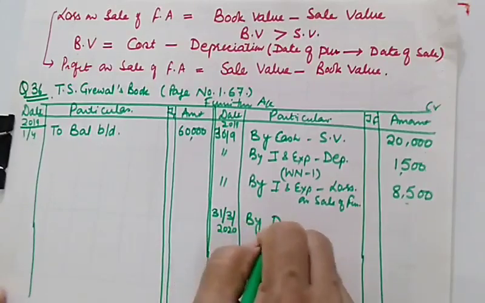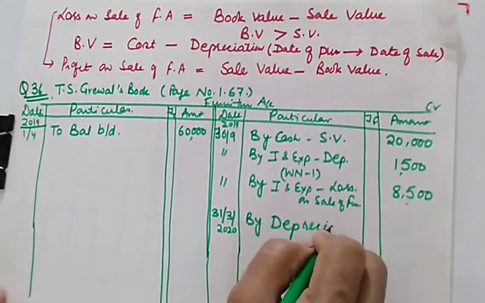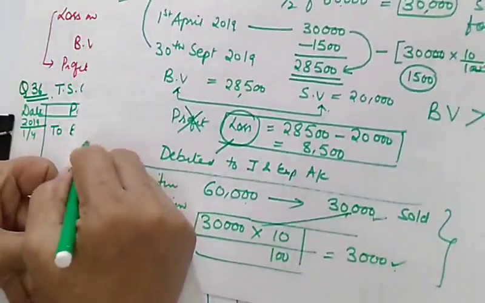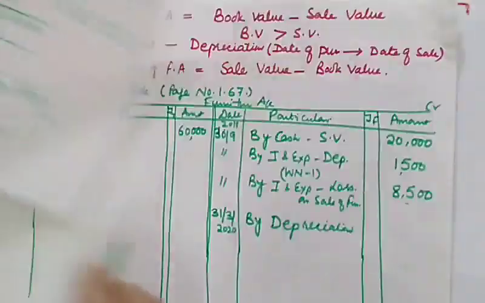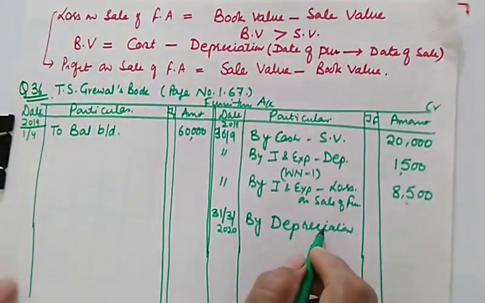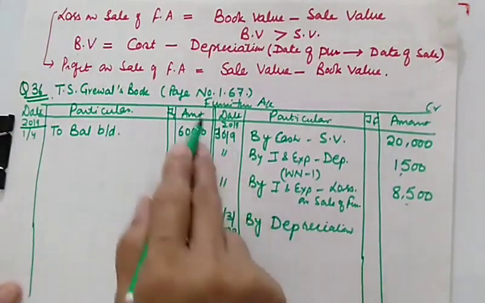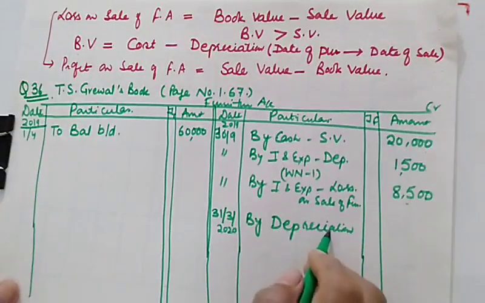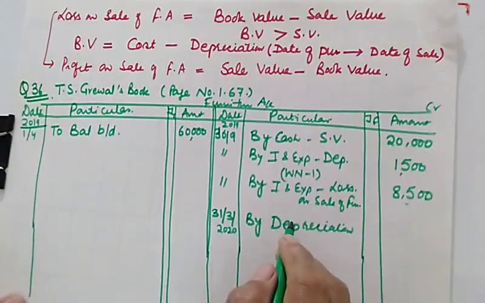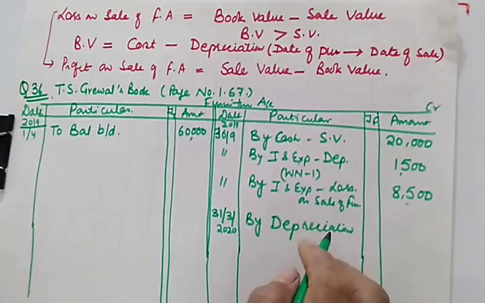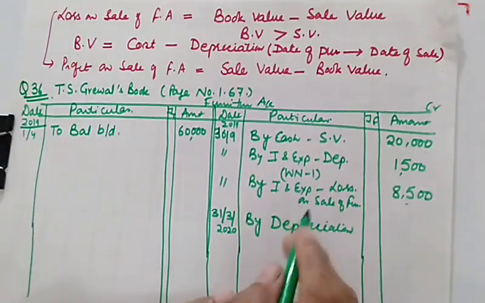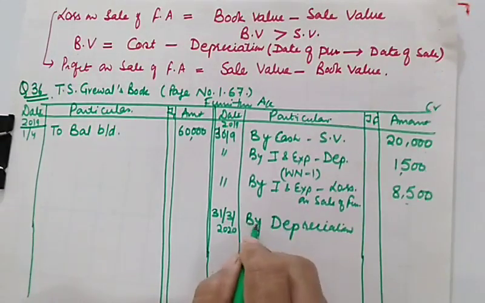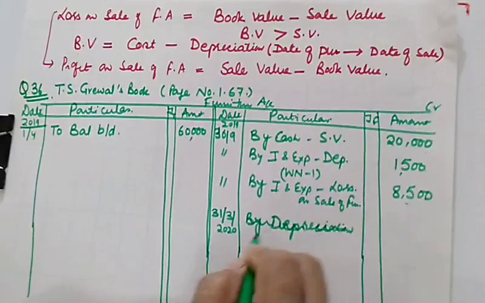So here we'll be writing by depreciation, and for that you can refer to working note 2. But will you be writing depreciation here? No, because if the furniture is maintained by a profitable organization, then in that case it is correct. But for a non-profit organization, all the nominal items are to be dealt through the income and expenditure account. So we'll directly write by income and expenditure account here.